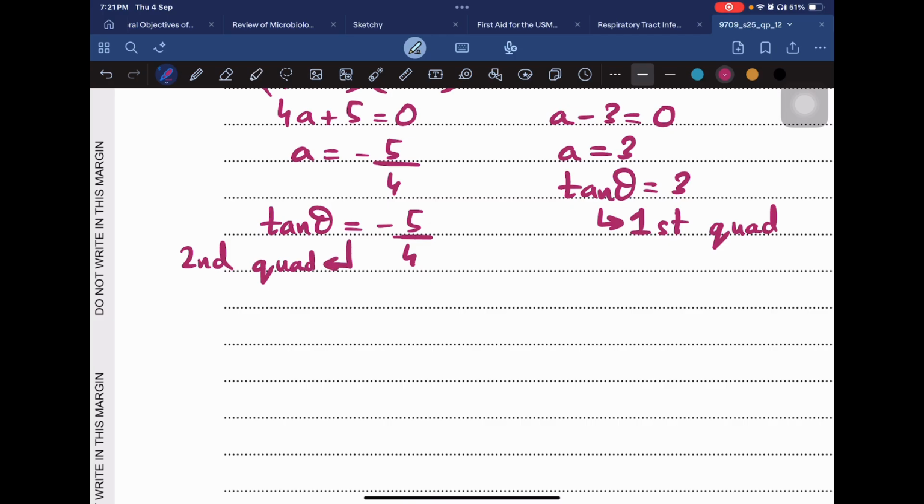Okay, now let's find the values. Over here we can find the value directly. Theta will just be tan inverse of 3, which is, remember when you're doing this, your calculator should be in degree mode, 71.6.